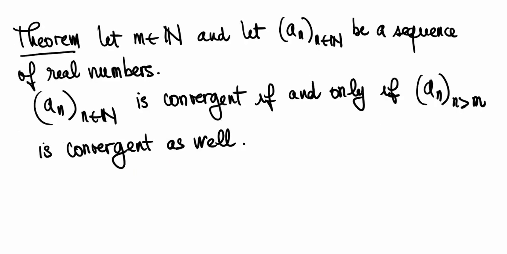Our next result says the following. Let M be a natural number and let a_n be a sequence of real numbers. Then the sequence a_n is convergent if and only if its M-tail is also convergent. So an interpretation of this result is really that you do not change the convergence of a sequence by eliminating a finite number of terms. Okay? Alright, so let's prove this result.